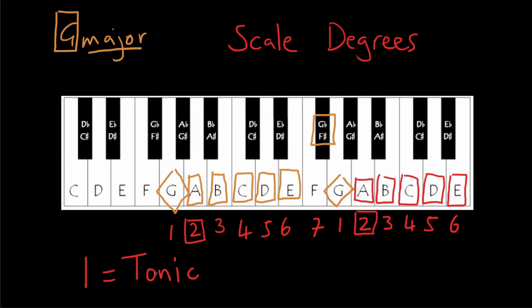So if it's a C major scale, the tonic is going to be C. If it is an F sharp major scale, the tonic is going to be F sharp. If it was a B minor scale, the tonic is going to be B. So we always name the scales that we're using after this first scale degree, or the tonic of the scale. But every single scale degree has its own special name, and that's what we'll have a look at next.